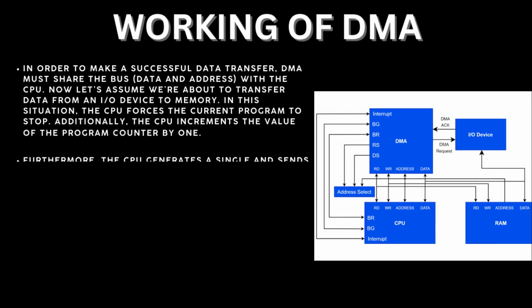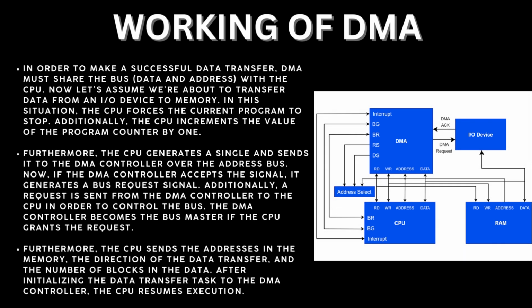Now let's take a look at the block diagram of the DMA controller in order to explore the working procedure in more detail. In order to make a successful data transfer, DMA must share the bus with the CPU. Now let's assume we are about to transfer data from an I/O device to memory. In this situation, the CPU forces the current program to stop. Additionally, the CPU increments the value of the program counter by 1. Furthermore, the CPU generates a signal and sends it to the DMA controller over the address bus.